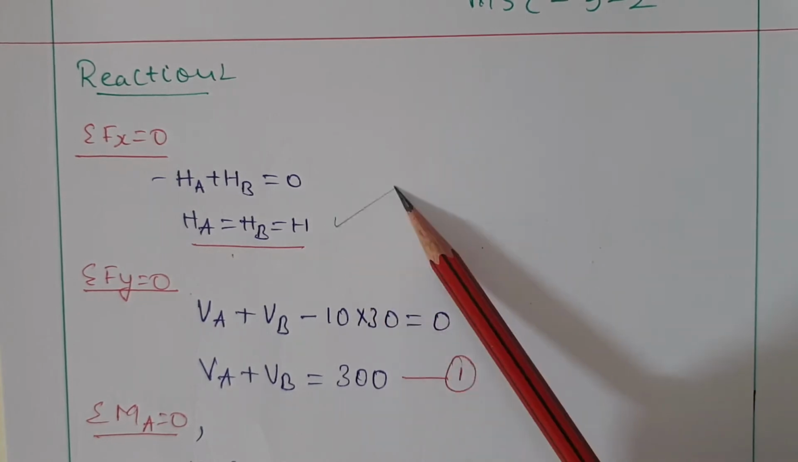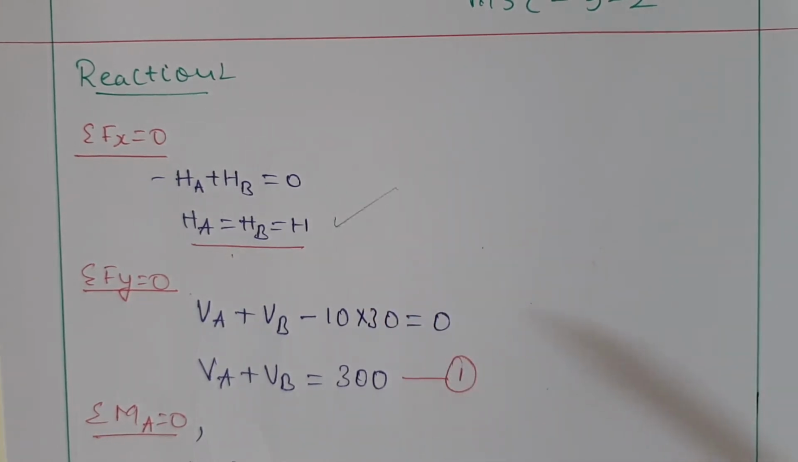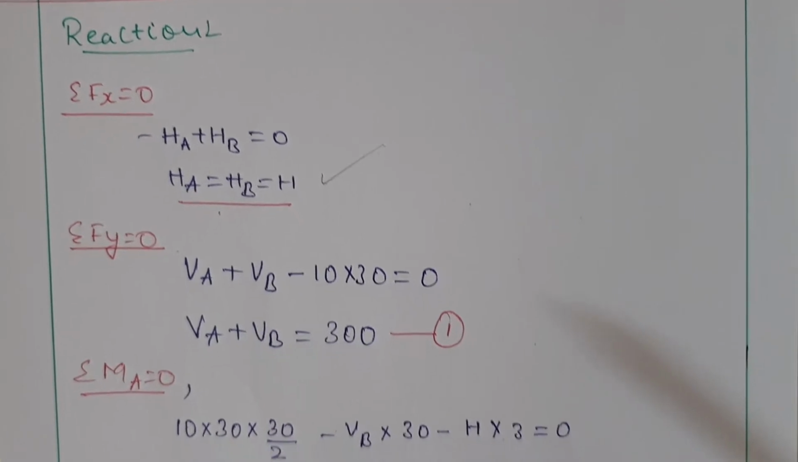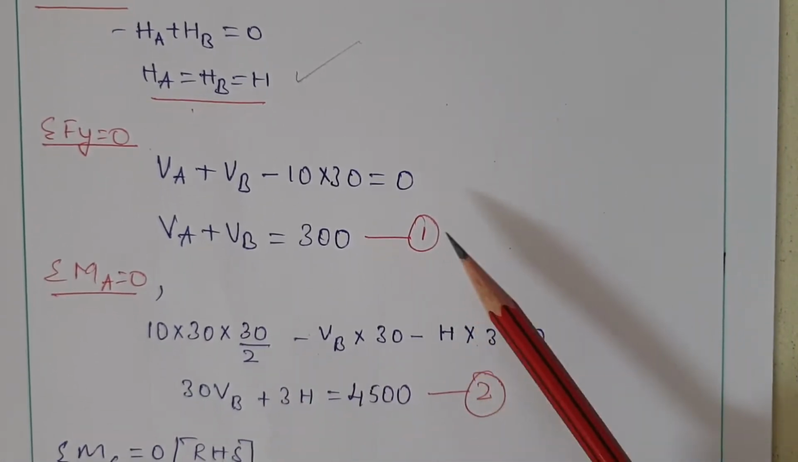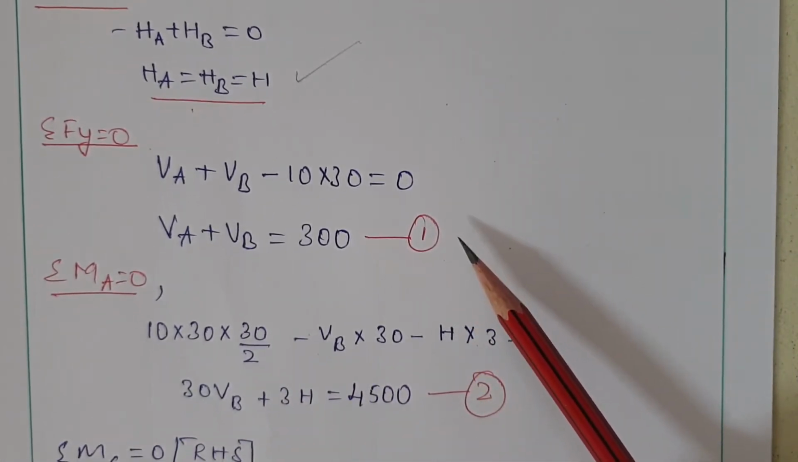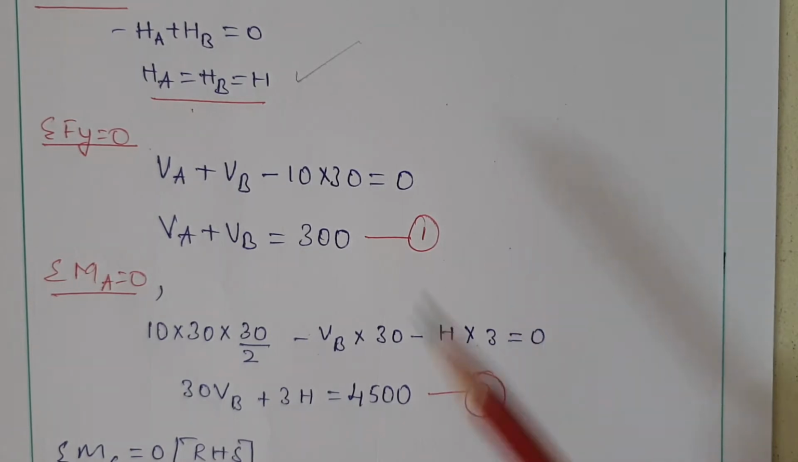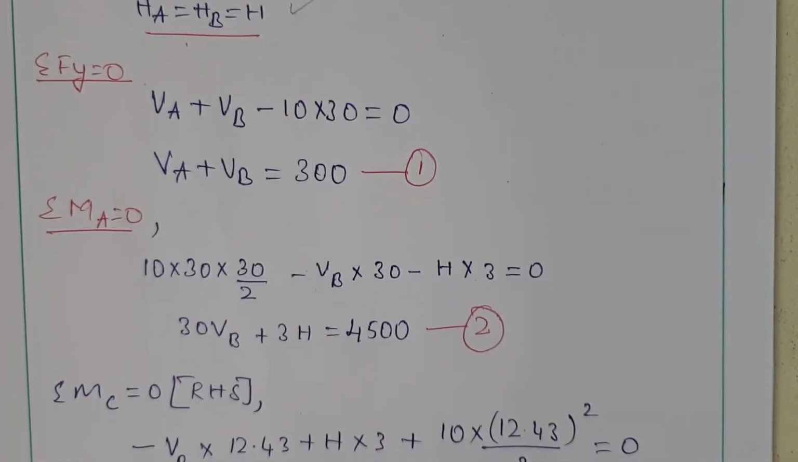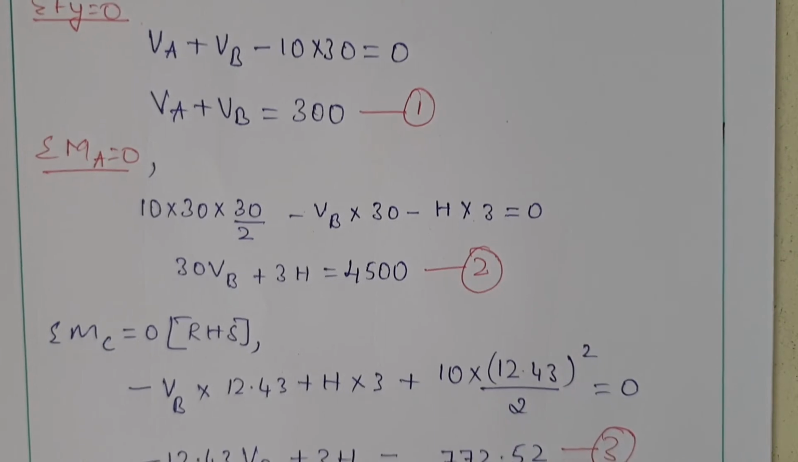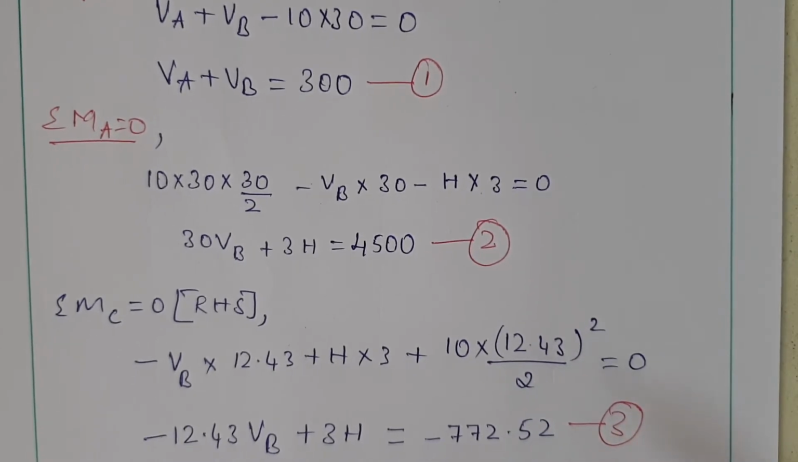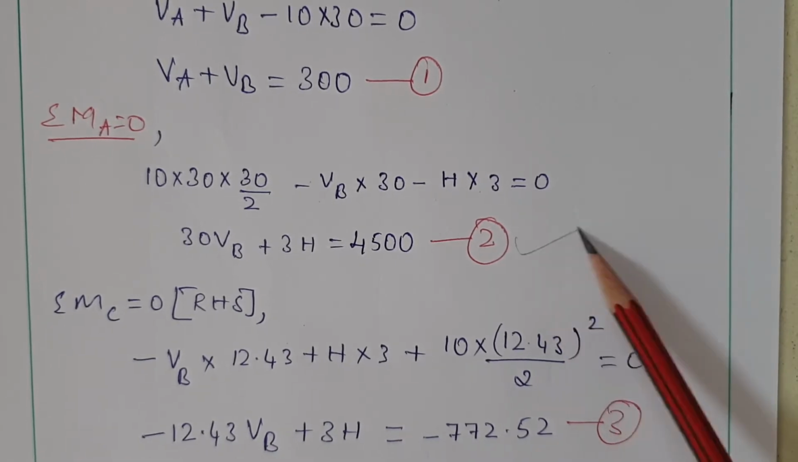Sum of Fx equal to 0, I came to know HA will be equal to HB, that will be equal to H. Then I considered sum of Fy equal to 0, VA plus VB will be equal to 30. Then I considered moment at A equal to 0: 10 into 30 into 30 by 2, it is a UDL of magnitude 10, minus VB into 30 minus H into 3 will be equal to 0. This is the equation we will get.